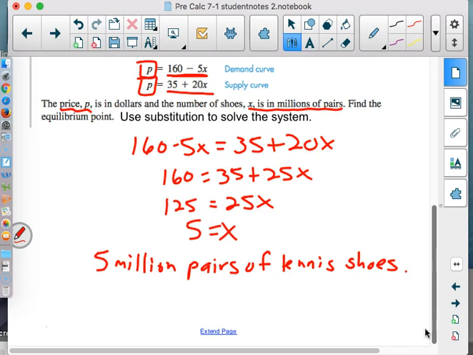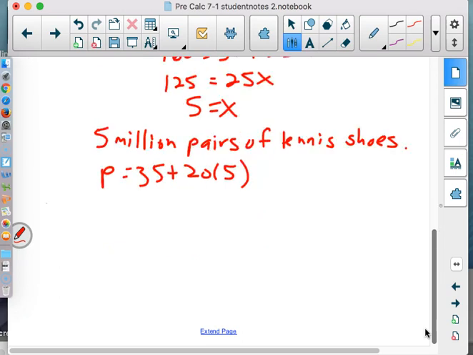Now, the part the business is going to care about here is price. What does that mean as far as the price goes? So what we have to do is take our x equals 5 and plug it back into either one of these two equations so that we can figure out what the price would be. So the price will equal 35 plus 20 times 5, which 20 times 5 is pretty obviously 100. So it will be $135 a pair. So there's the equilibrium price. If they charge $135 a pair, they should be able to sell 5 million pairs of tennis shoes.